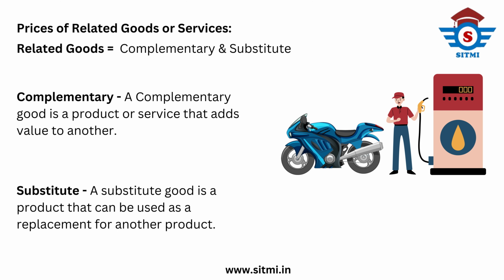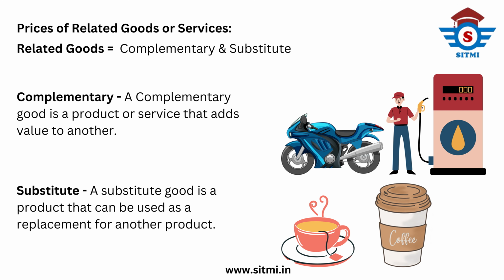Now what is a substitute? Substitute goods are those goods that serve the same purpose as the original good. For example, tea is a substitute for coffee. Second example is petrol is a substitute for diesel. So that's the major difference between complementary and substitute goods.